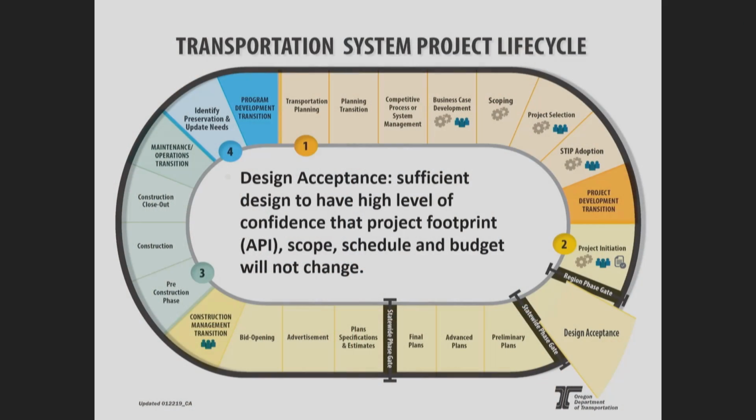DAP. You can see where it falls on the racetrack. It's after project initiation. And basically, this is the point where we're really trying to make sure we understand the project, that we're trying to set the footprint. And when we talked about, is it 30%, is it 70%, it's really not a percent. It's a level of design that you get to where you have a high level of confidence that the project footprint, the scope, schedule, and budget are not going to change going forward.